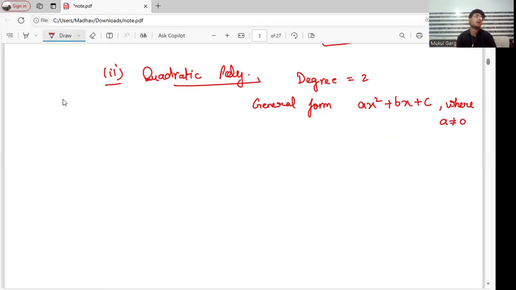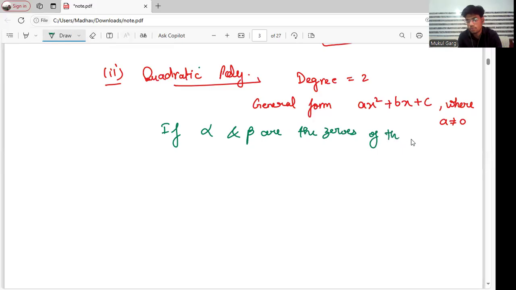देखो सम ऑफ जीरोस, अगर मैं कहूं कि अल्फा और बीटा आर द जीरोस ऑफ दिस पॉलिनोमियल, इफ अल्फा एंड बीटा आर द जीरोस ऑफ द पॉलिनोमियल ax स्क्वायर प्लस bx प्लस c. अल्फा एंड बीटा आर जीरोस. अब अल्फा बीटा क्या है? देखो कंफ्यूज होने की जरूरत नहीं है, मैंने जीरोस के नाम दे दिए.